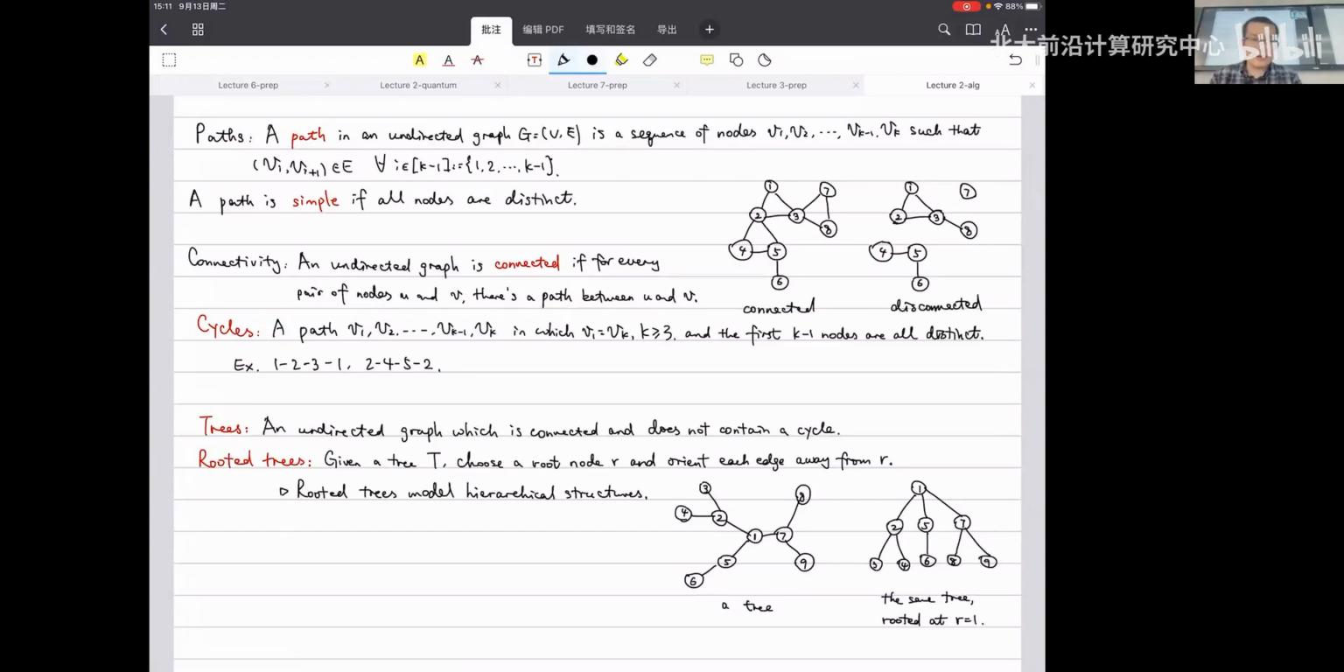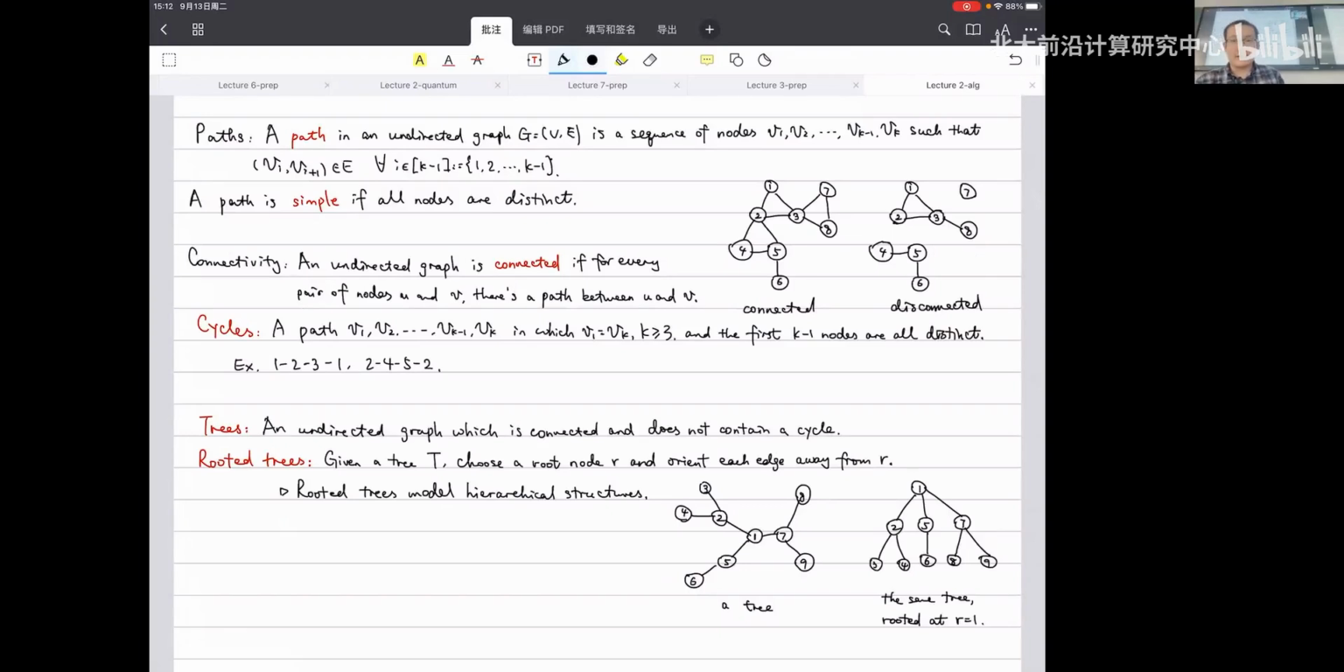Following the definition of path, it is very natural to consider the definition of connectivity. We want to understand whether the vertices are connected. An undirected graph is connected if for every pair of nodes u and v, there is a path between u and v. Subsequently, we can define cycles. A cycle is the case where there is an edge between the last node and the first node. Correspondingly, we can define trees. A tree is an undirected graph which is connected and does not contain a cycle.